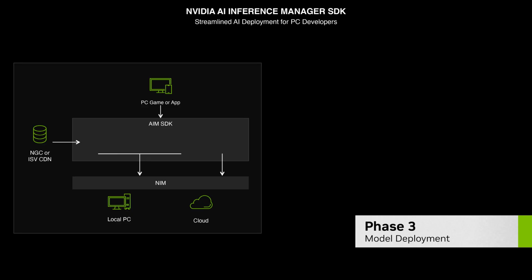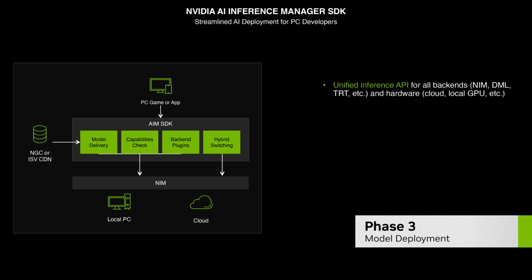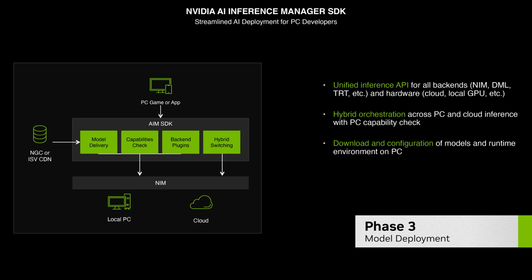Now let's look at deploying these models into apps with NVIDIA AI Inference Manager, or AIM. AIM simplifies AI integration into PC apps and orchestrates AI inference across PC and cloud. AIM supports multiple inference backends, be it TensorRT, ONNX Runtime, DirectML, or Llama CPP, and also supports different accelerators. With AIM, we can use NVIDIA NIM to deploy into the cloud or enable on-device deployment with native C++ plugins.